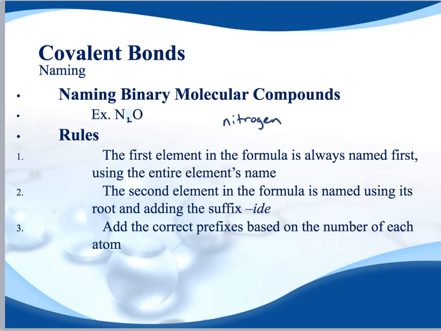Okay. The second element in the formula is named using its root and the suffix "ide." Oxygen, changing, so we're taking the beginning part of it and changing the suffix to "ide," so oxide. Okay, and then we add the correct prefixes based on the number of each atom. So depending on what we have here, we're going to have to add in some kind of a prefix term. All right, so we're going to see what those terms are here in just a moment, and we'll complete this. So it's going to be something nitrogen, something oxide.